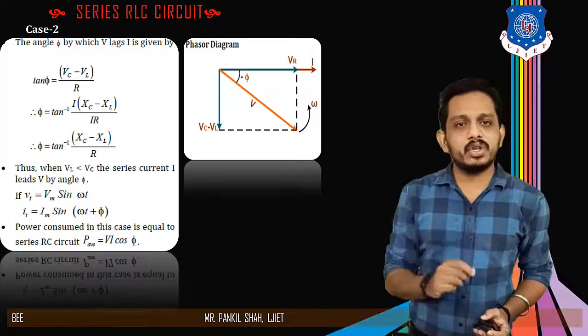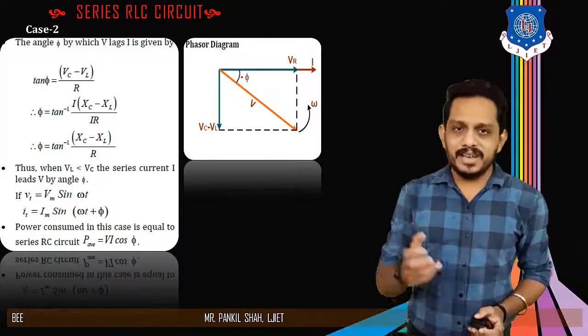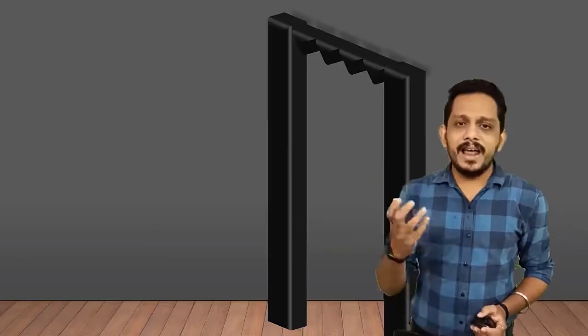So this was the equation of the current and voltage in both the cases, that is VL greater than VC and VC greater than VL.